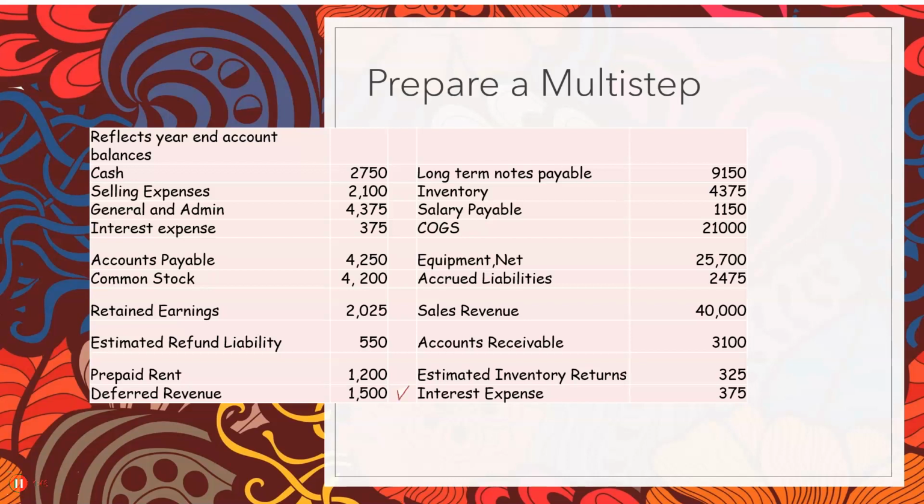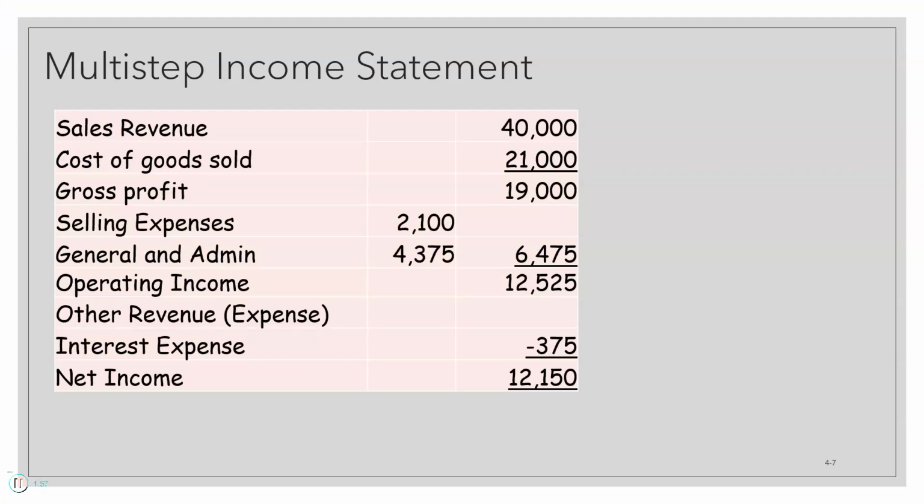So now we're going to take the same item, use the same accounts, and do our multi-step. And here it is. Now you notice net income is the same regardless of which is used, but we have this new title called gross profit. And that's something investors are always looking at.